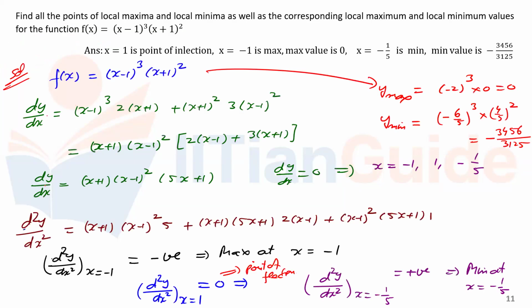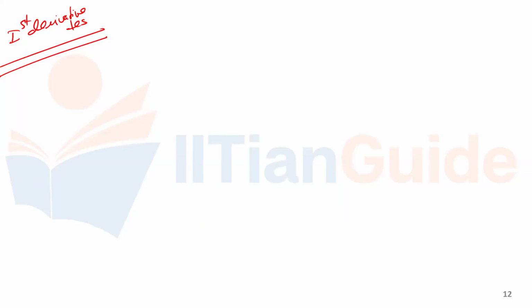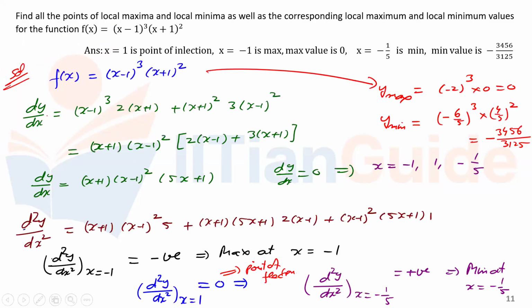The dy by dx I had got is x plus 1, I think, times x minus 1 whole square, and 5x plus 1.